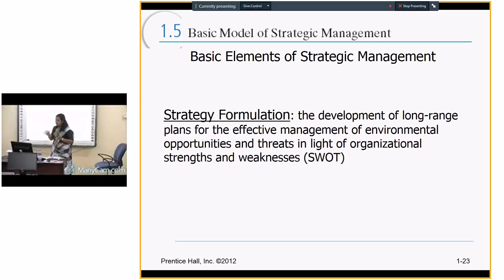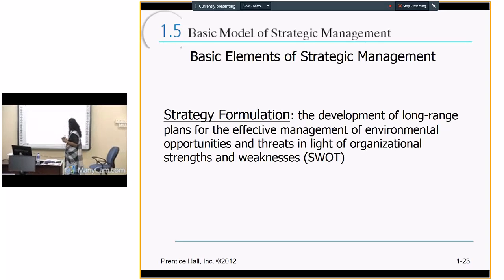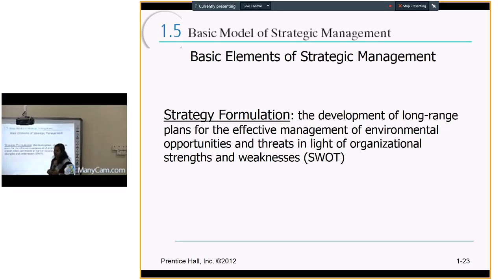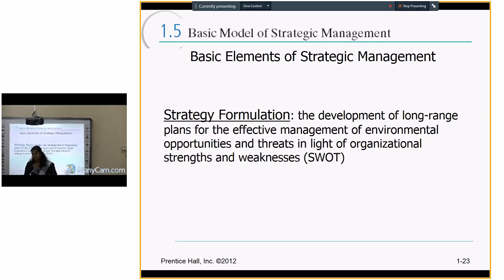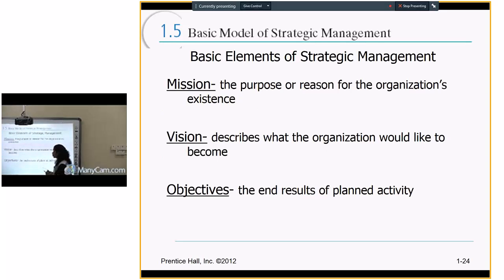Just to have an idea, in the formulation stage, what you all have to do as strategic managers is think about what our long-term plan is. What are our long-range plans? Understood? What you all have to do under this long-term planning, these are the basic elements you have to come up with under strategy formulation. You should have the mission. You should have the vision of the organization, and also you should have the particular objectives.